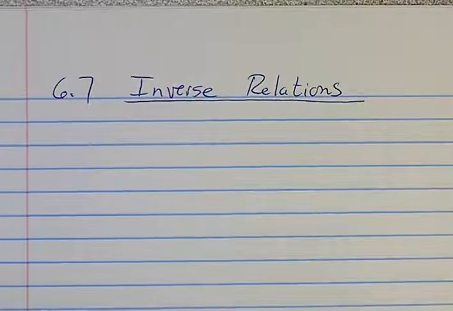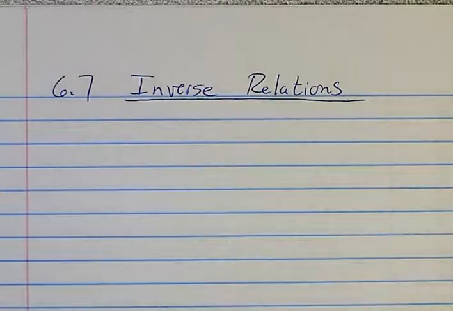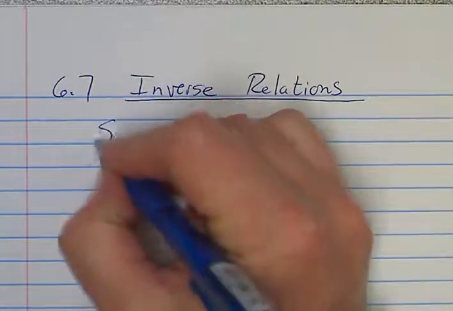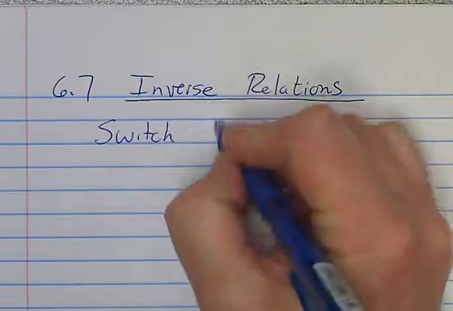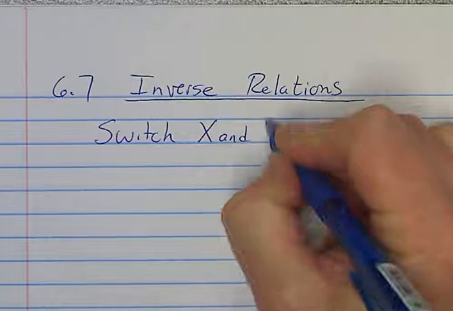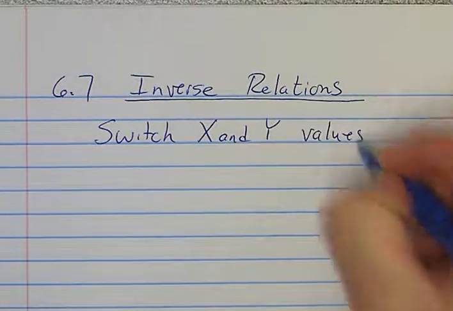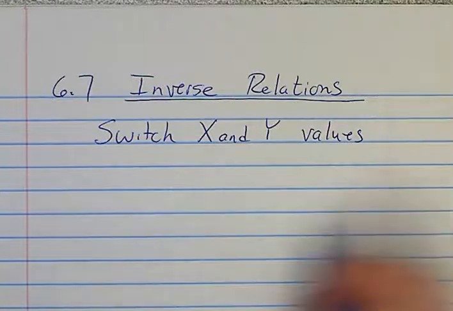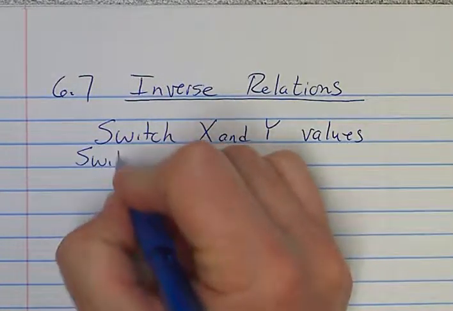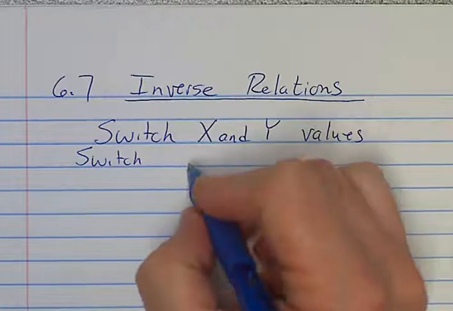And if you remember when we did inverse earlier, that was where everything was basically the opposite. If you're doing the inverse of addition, it would be subtraction. The inverse of multiplication would be division. So for the inverses, you're going to wind up switching your x and y values. And when you switch your x and your y values, that means you're going to switch domain and range.